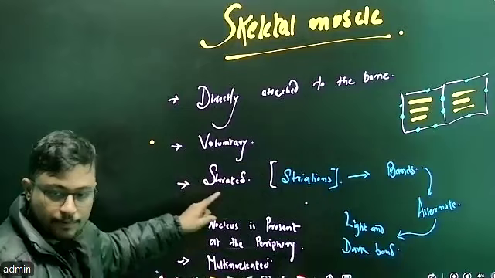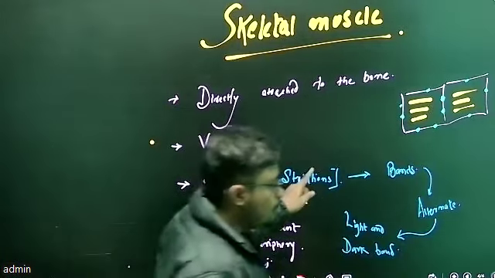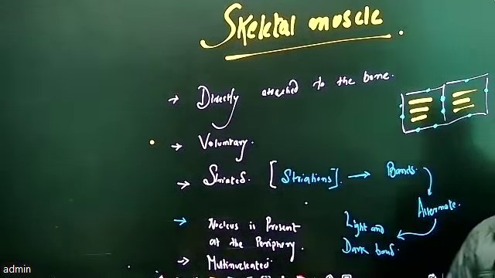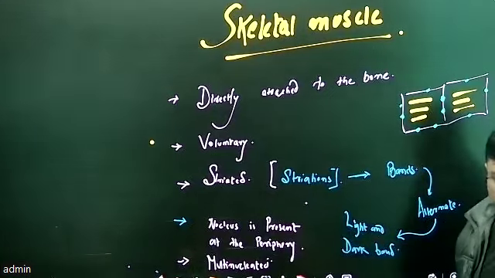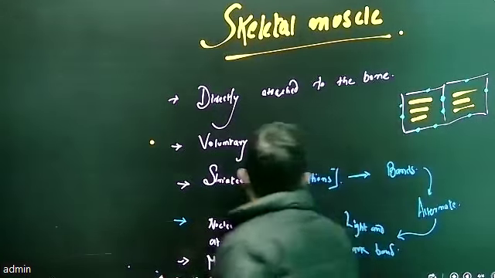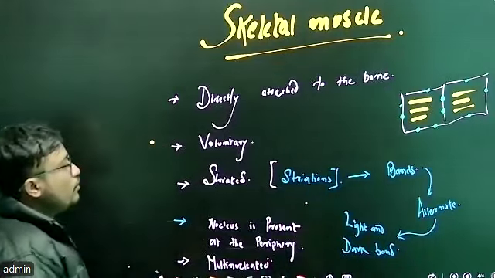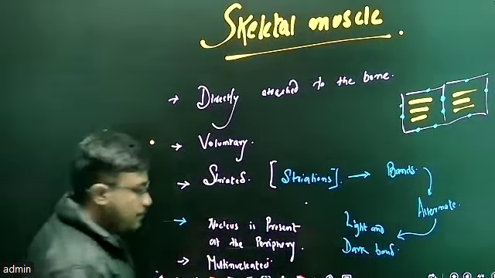So will the nucleus be present at the center? No. The nucleus will be present at the periphery. Periphery means away from the main part of the body. So that's how the skeletal muscle is going to look, right? Am I clear? Everybody written?